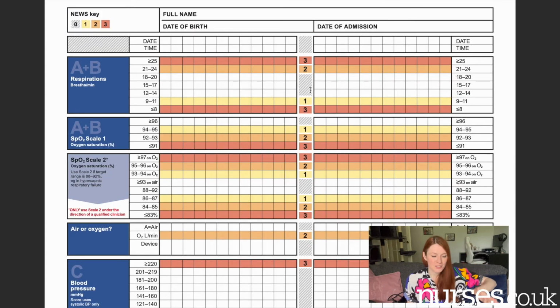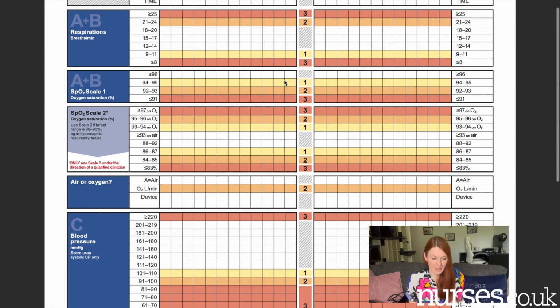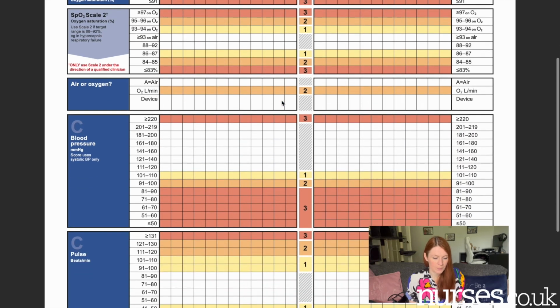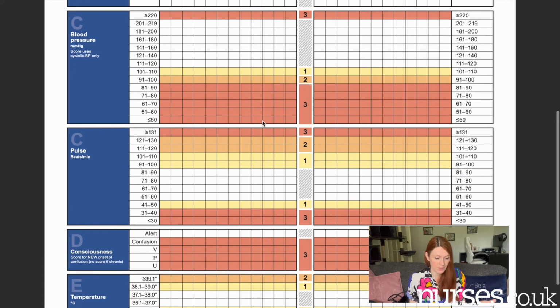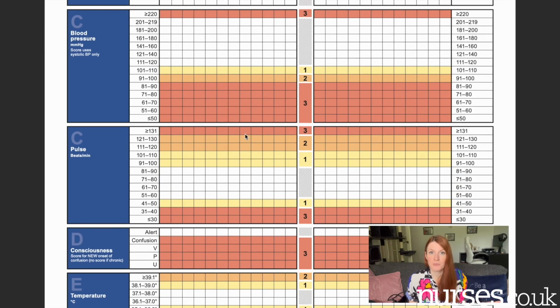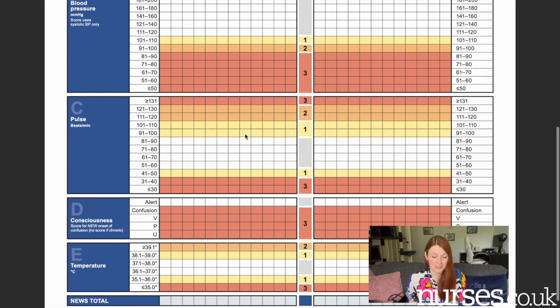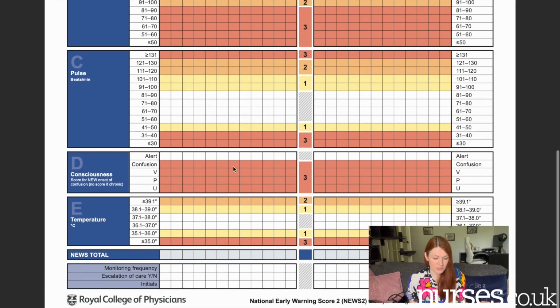So once you've plotted all of your findings on this chart, you're going to total it up. Let's just say respiratory is normal, air normal, oxygen normal, all that's normal. But your blood pressure's 220, so you've got a score of 3 so far. Then your pulse rate is 131, you've got another 3, that's 6. Then you've got conscious, oh my god, they are unconscious, that's another 3.